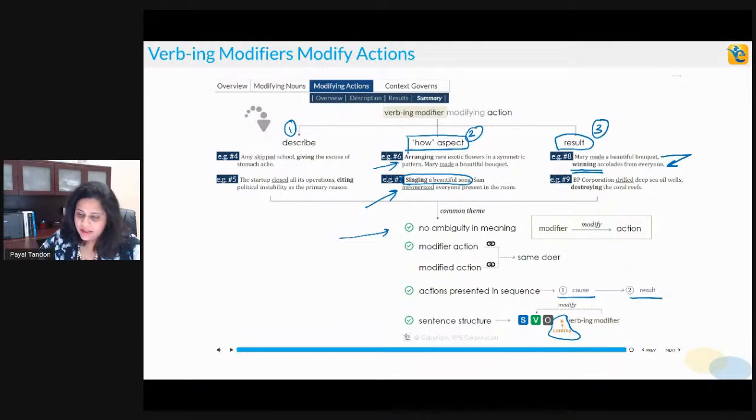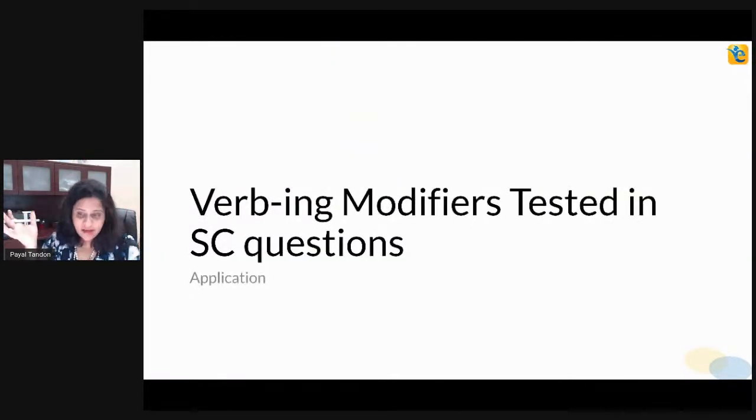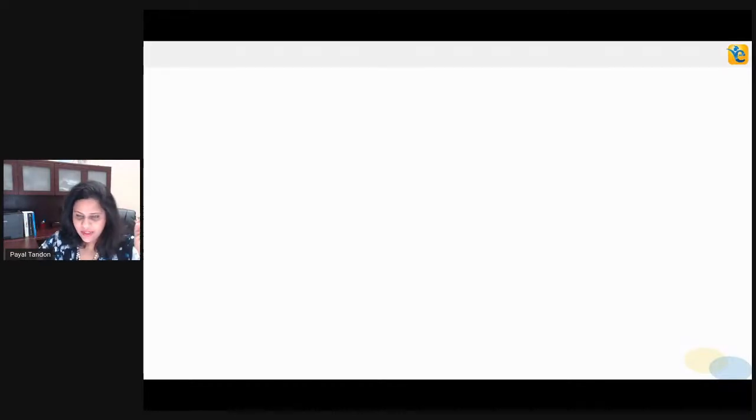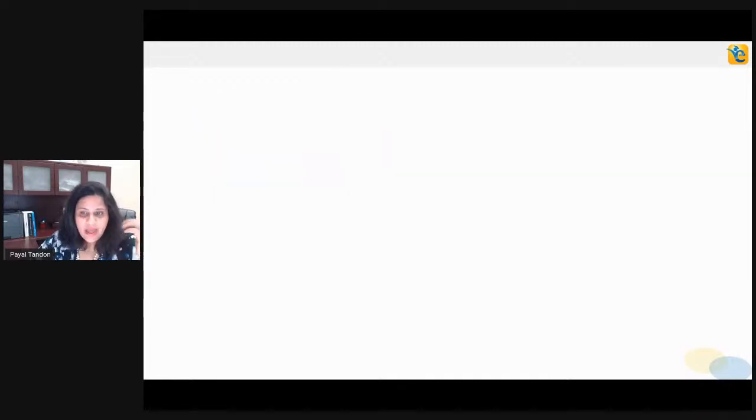Okay, now let's come to the application aspect of it. I hope that everyone got a good flavor of what these verb-ing modifiers are. So now let's take a look at the application of it. I'm going to give you questions that you're going to solve. You're going to take about a minute and a half, and when I give you the go-ahead, you can post your responses over here. And then we're going to discuss these questions.